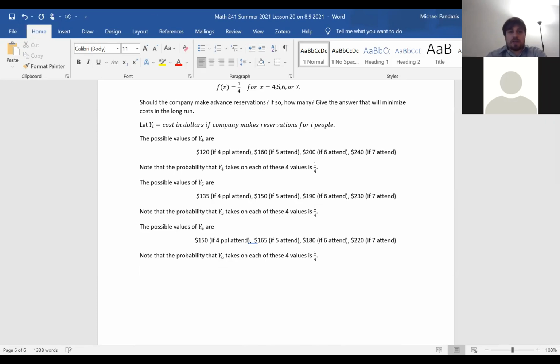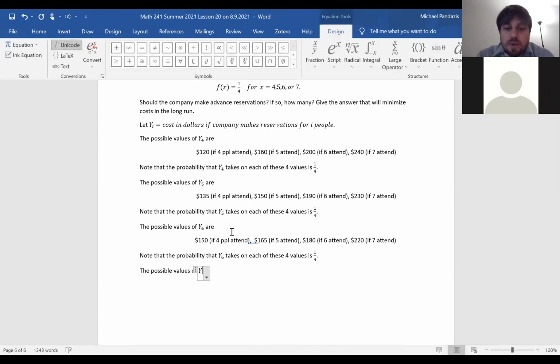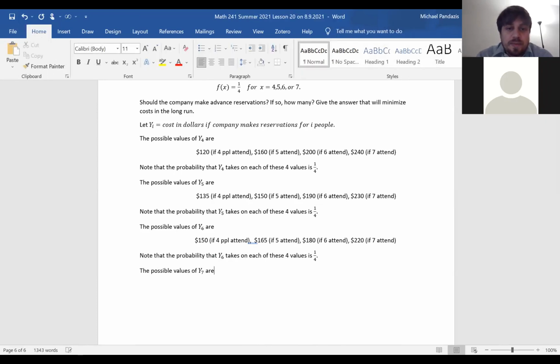And then the last one is y sub 7. The possible values of y sub 7 are, right? So y sub 7 is the amount that they have to pay if they make 7 reservations in advance. And so again, the possibilities are if 4 people attend, if 5 attend, if 6 attend, and if 7 attend.